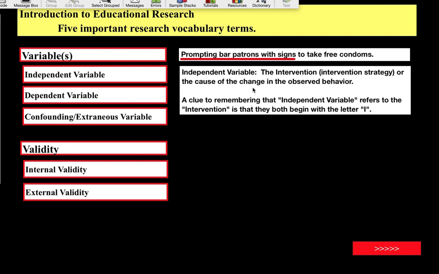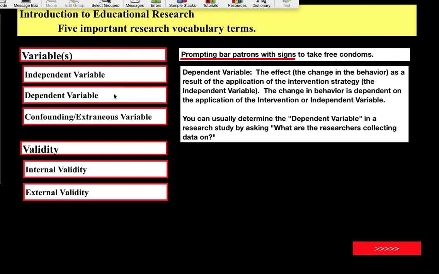And a way of remembering that, or at least a trick that I used when I was trying to remember them a long time ago, is independent variable and intervention both begin with the letter I. So it's the intervention, whatever the researcher is using to try and change the behavior, the intervention or intervention strategy, that is the independent variable.